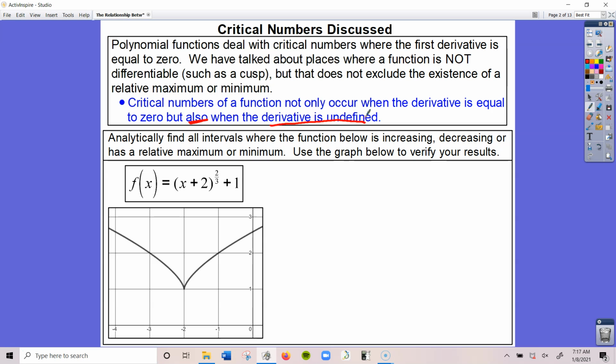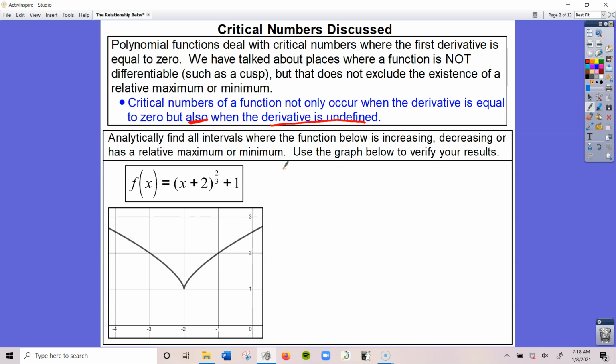So as an example, we're going to look at this function. f of x is equal to (x plus 2) raised to the 2/3, plus 1. Now I have the graph here so you can see what I'm talking about. So we're going to find the first derivative, and we're going to determine intervals of increasing and decreasing behavior, as well as the maximum or minimum. Now, obviously, I know what the answers are going to be because we have the graph. And if you had the graph, you didn't have to go through all of this because you would use the graph. But we're going to do this by hand and then confirm our analysis with the graph.